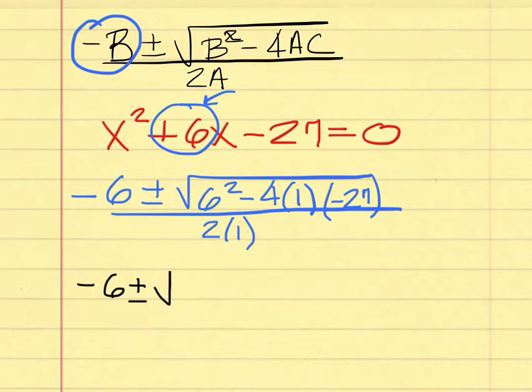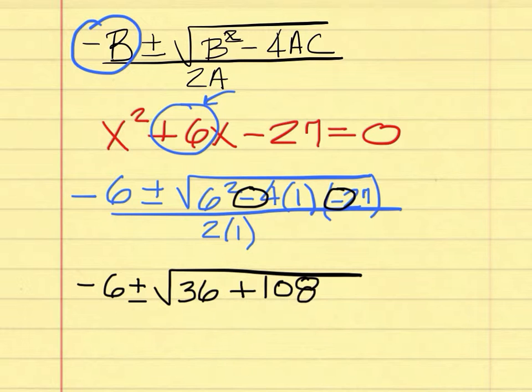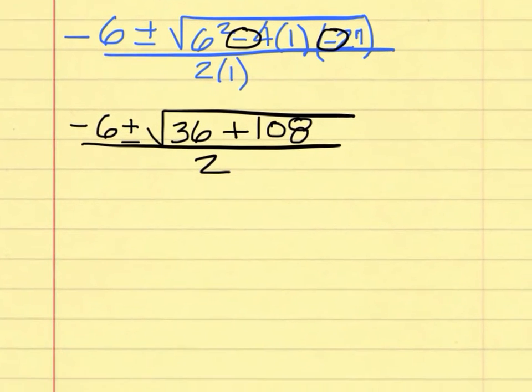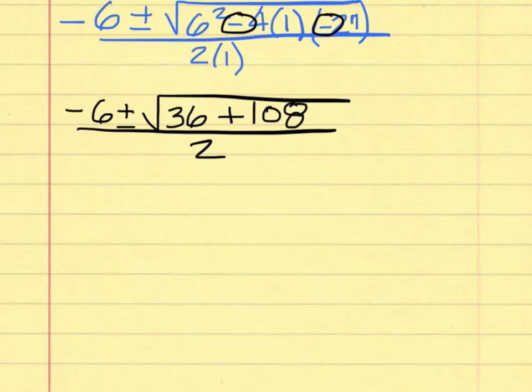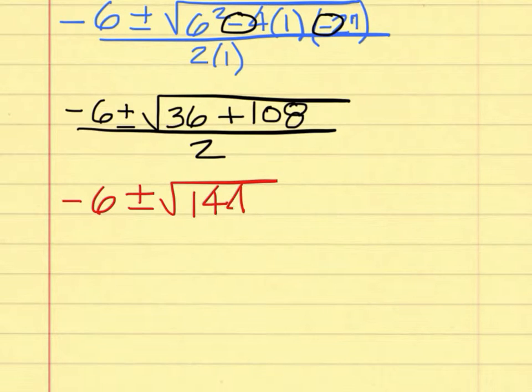-6 plus or minus 6 squared is 36. You have a minus sign and a negative sign. That's a double negative, which means you'll change to plus. And then 4 times 1 times 27 is going to be 108. On the bottom, 2 times 1 is simply 2. So simplify some more. -6 plus or minus the square root of 144 over 2.